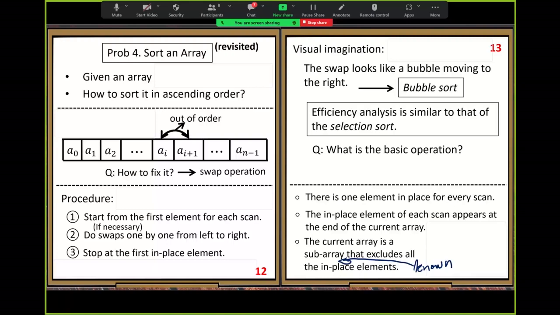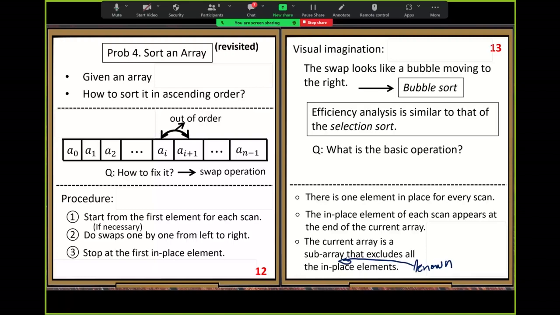Based on your understanding, do you think we should choose comparison as the basic operation or the swap operation as the basic operation? Which one should we choose here? Comparison and swap. Which one is used more often? I assume comparison. Yes, comparison, not swap.